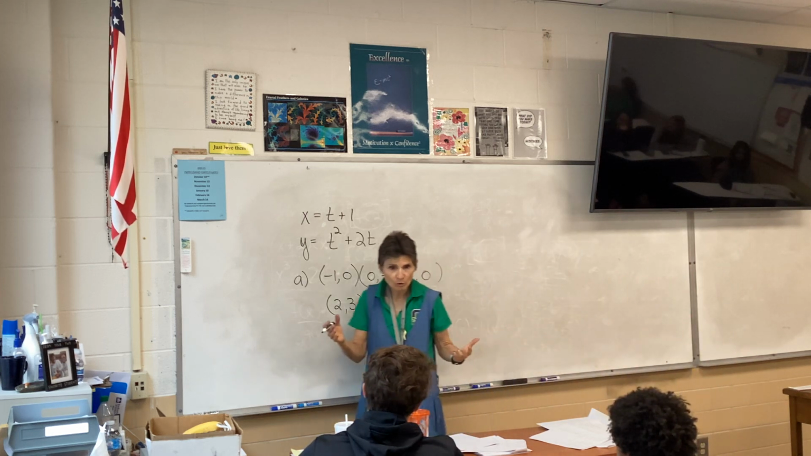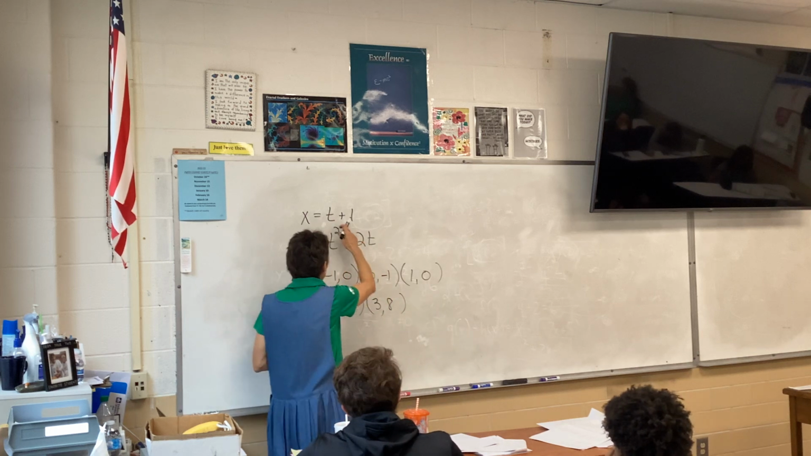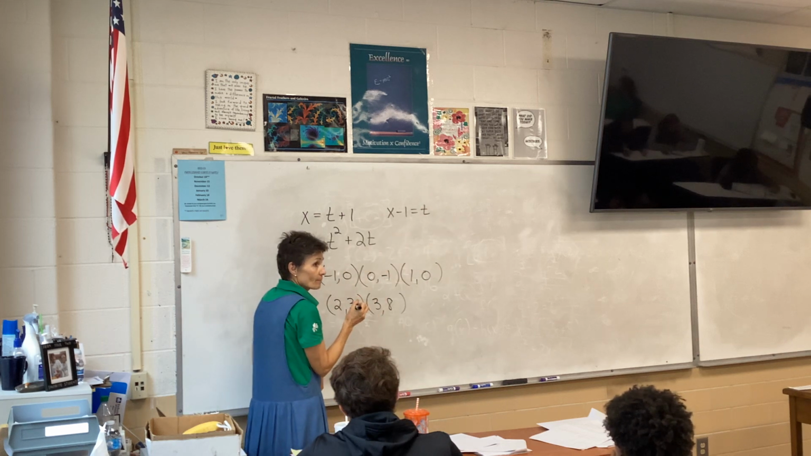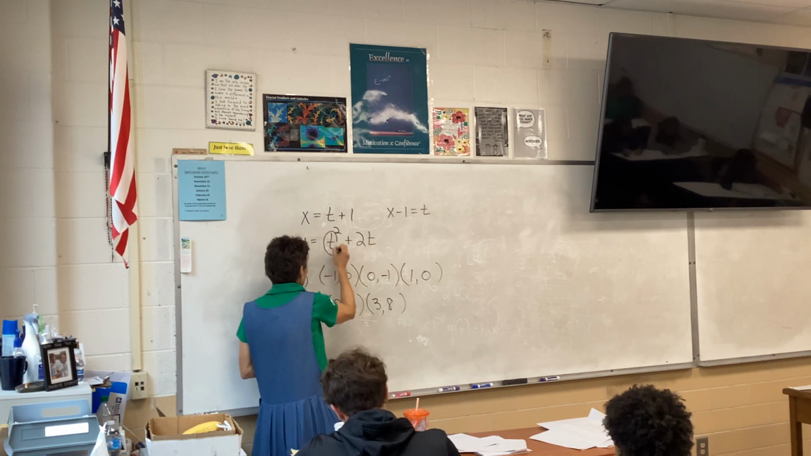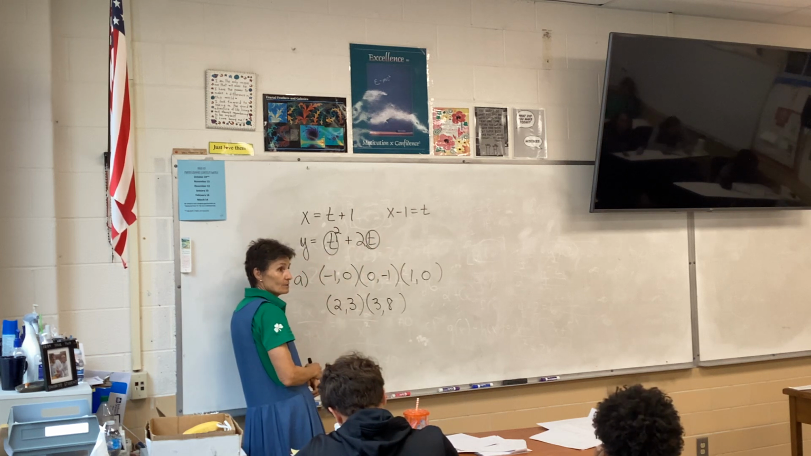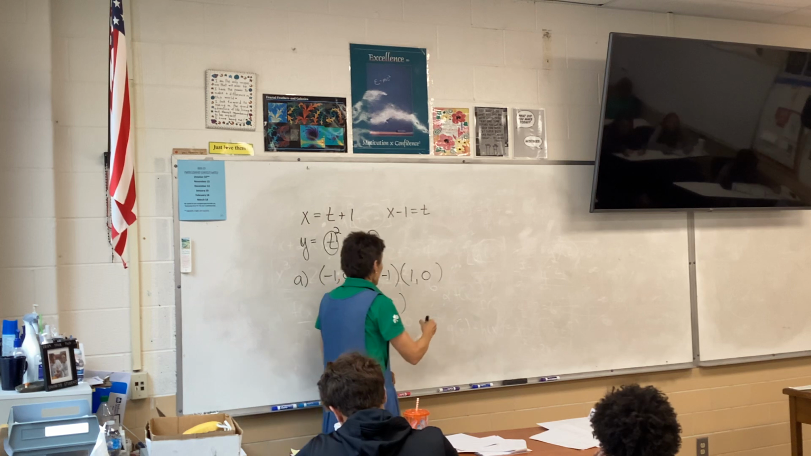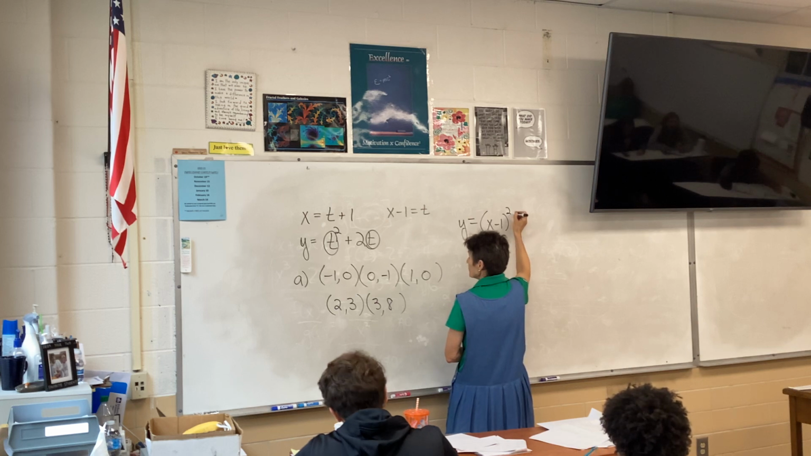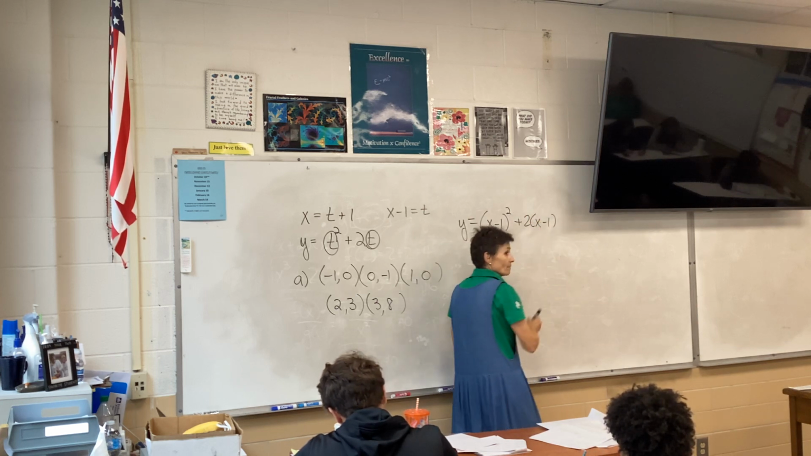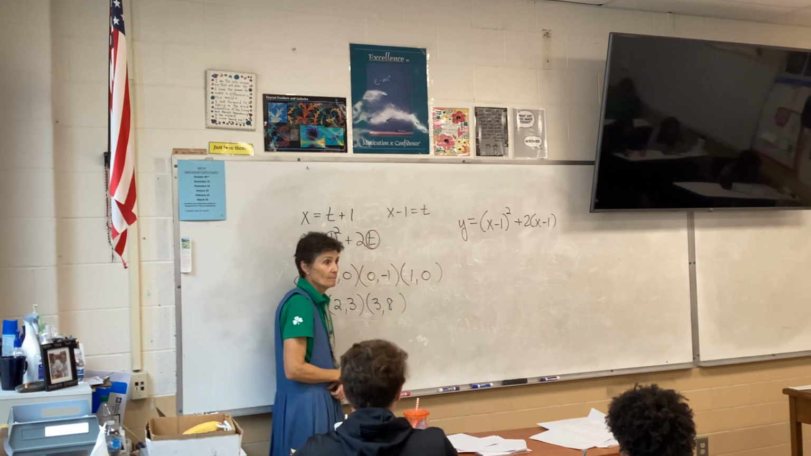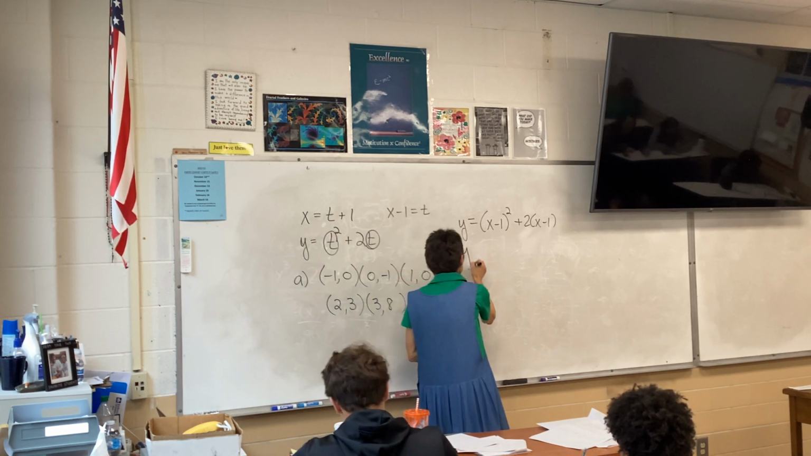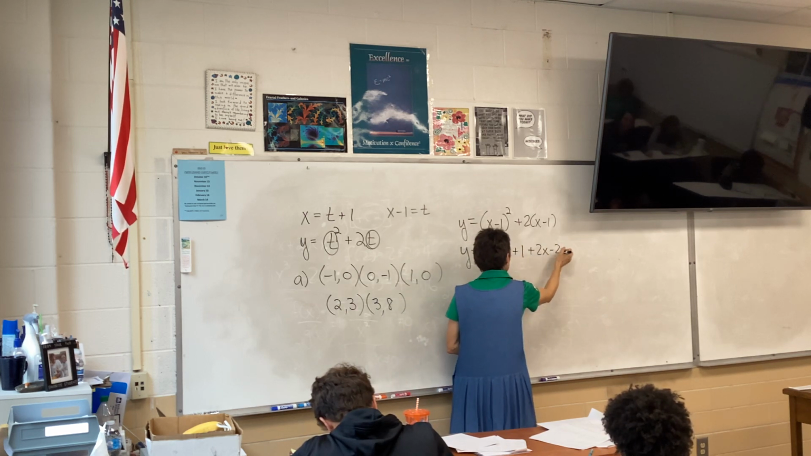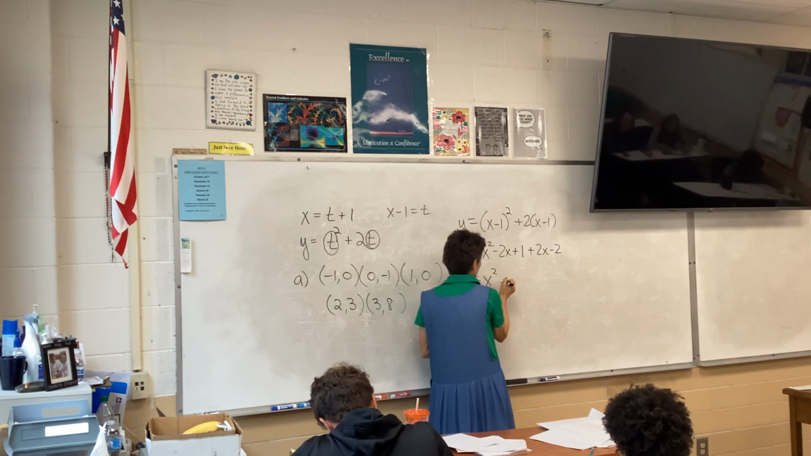Exactly. She says, let's just use our good old substitution. We can solve that top one and say x minus 1 equals t. And then take that x minus 1 and plug it in for the t's here. You see what she's doing? So you're going to have an equation that says y equals x minus 1 squared plus 2 times x minus 1. Or y equals x squared minus 2x plus 1 plus 2x minus 2. Or y equals x squared minus 1.